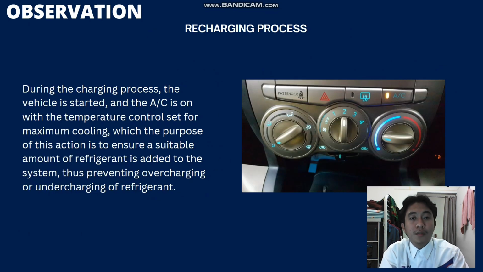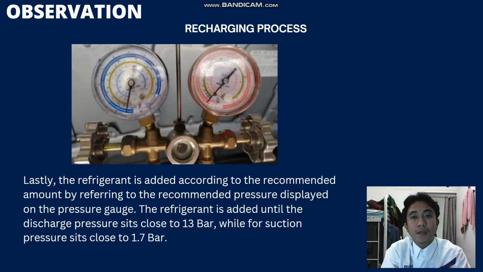Next, during the charging process, the vehicle is started and the AC is on with the temperature control set for maximum cooling, the purpose of which is to ensure a suitable amount of refrigerant is added to the system, thus preventing overcharging or undercharging of refrigerant. Lastly, the refrigerant is added according to the recommended amount by referring to the recommended pressure displayed on the pressure gauge. The refrigerant is added until the discharge pressure sits close to 13 bar, while the suction pressure is close to 1.7 bar.